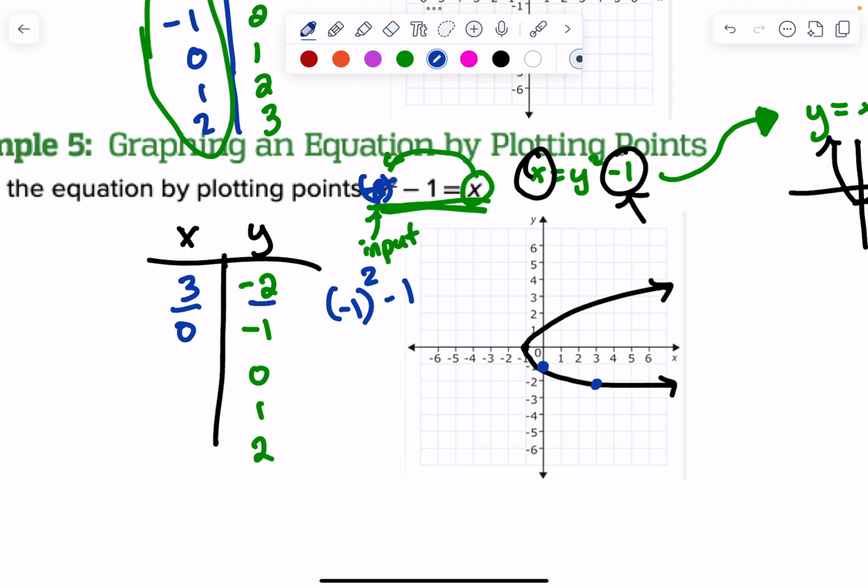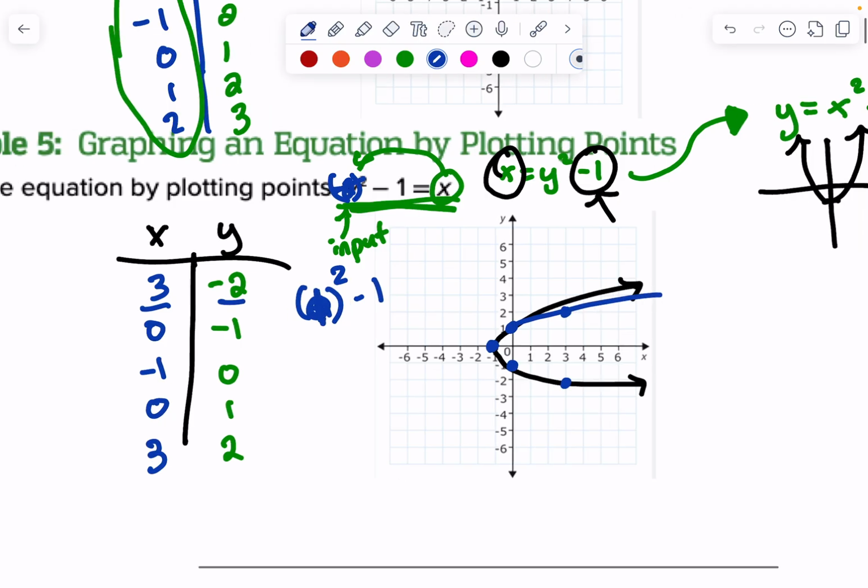0, -1. My graph is kind of crappy, but whatever. If I plug in 0, 0 squared is 0, minus 1 is -1, so I'm at (0, -1). There he is. If I plug in 1, 1 squared is 1, minus 1 is 0, and then I'm going back to 3 again. So (0, -1), (1, 0), and (3, 2). He should be down a little bit lower. (3, 2) is right here. So my parabola is a little high, but there you go. So that's what he will look like by plotting points, if you didn't already know that.